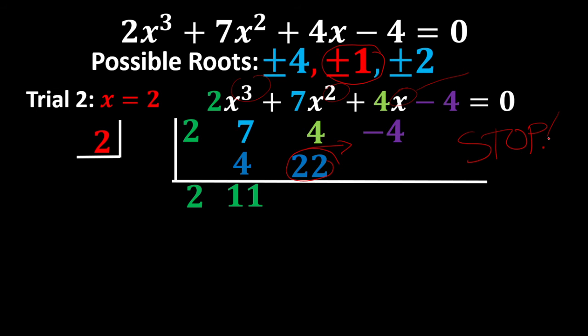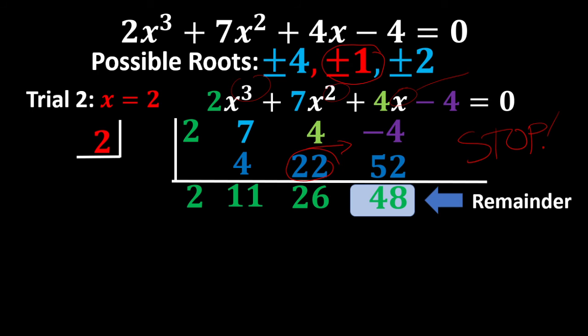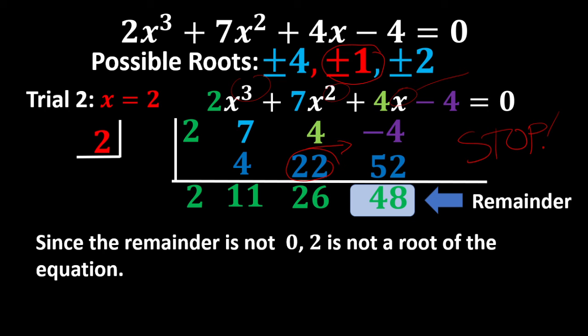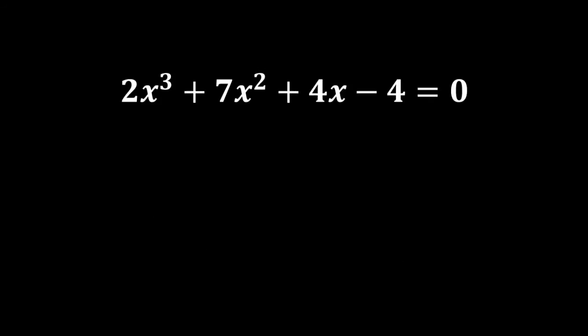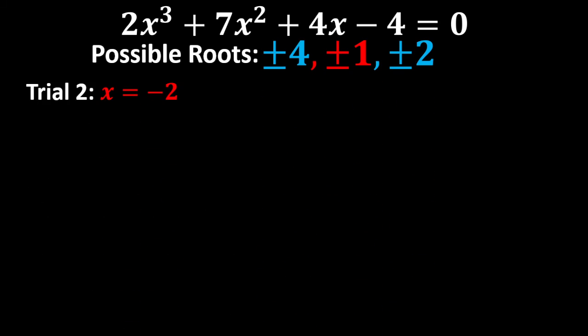Tsaka pwede mo rin timbangin. Kanina, positive 1 ang ginamit mo. Lumalaki ang values eh. Paano pag positive 2 pa? E di dodoble, lalaki lalo. So, stop ka na doon. Okay? 4 and 22 is 26. 26 times 2 is 52. Negative 4 and positive 52 is 48. And it is obviously that the remainder is not equal to 0. 2 is not a root of the equation. Try natin yung counterpart niya na negative 2.